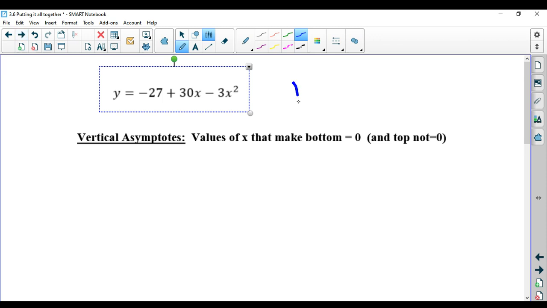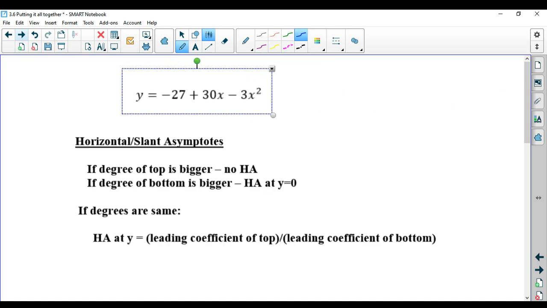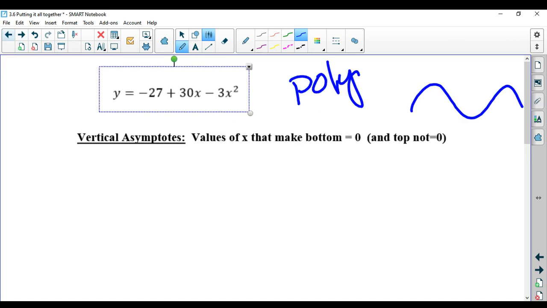Next are asymptotes. Now, vertical asymptotes are where the bottom equals 0. This is a polynomial function. You know, polynomial functions look like this. And this obviously is a parabola, but polynomial functions don't have asymptotes. So vertical asymptotes for this and horizontal asymptotes, they're going to be none. But I'm going to use this definition just so we're used to it. Vertical asymptotes are values of x that make the bottom equal 0. The bottom of this rational function is 1. 1 doesn't equal 0, so there are none.